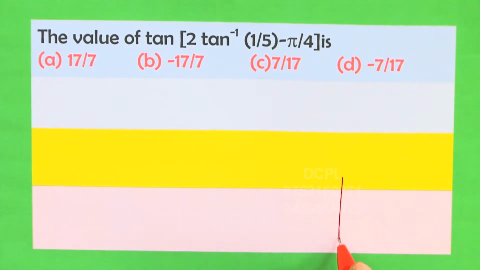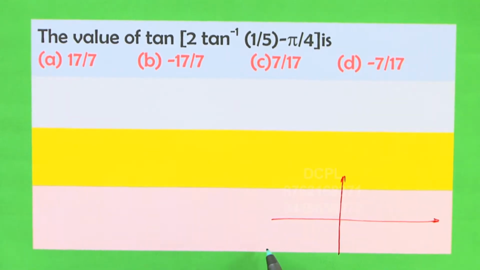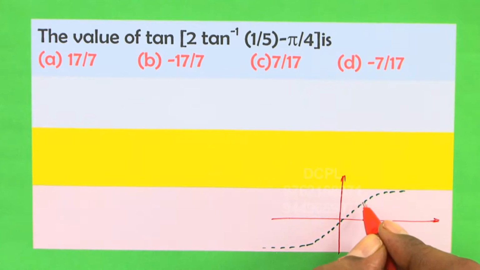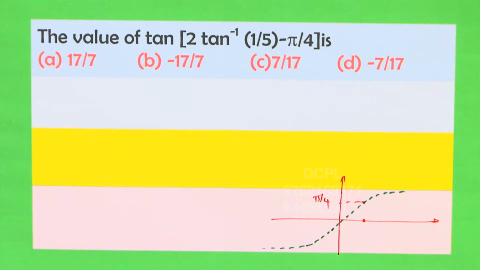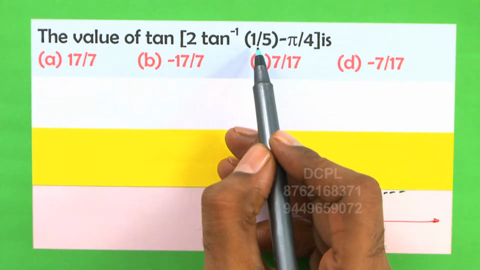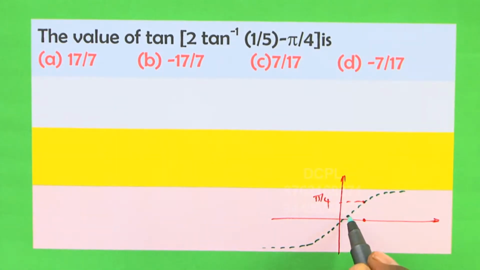See, I am just trying to draw the graph of tan inverse of x and analyze. Right? So no doubt this should be the graph of tan inverse of x. So what is tan inverse of 1? Tan inverse of 1 is pi by 4. This is pi by 4. Right? So tan inverse of 1 by 5, 1 by 5 is tan inverse of 0.2. Tan inverse of 0.2 should be a very small quantity.